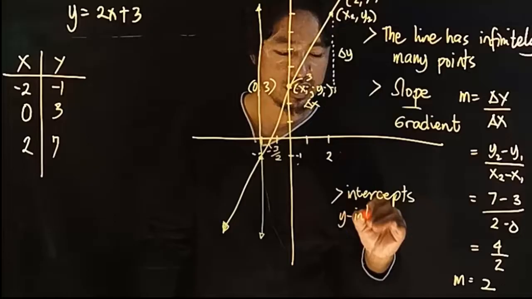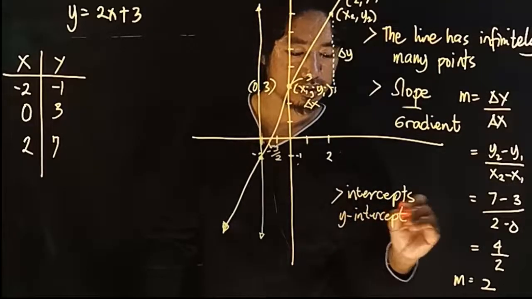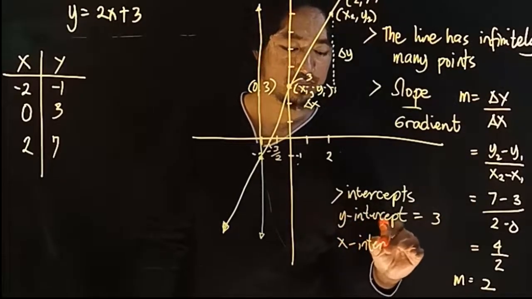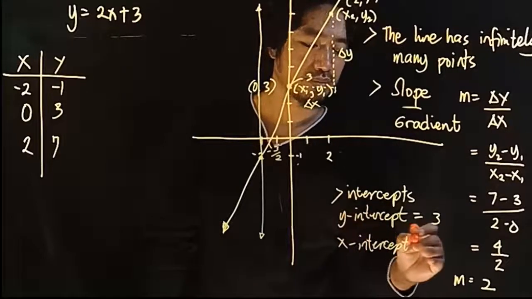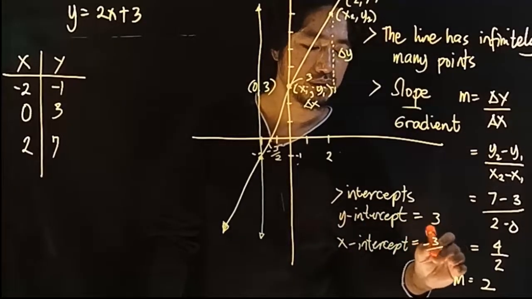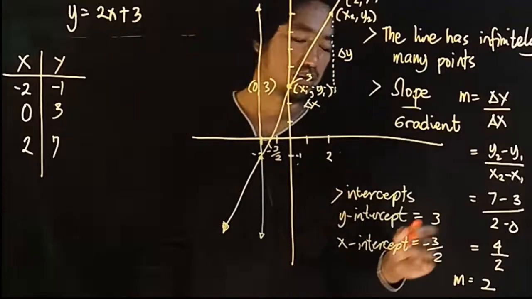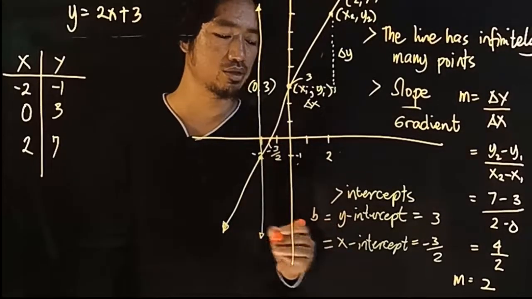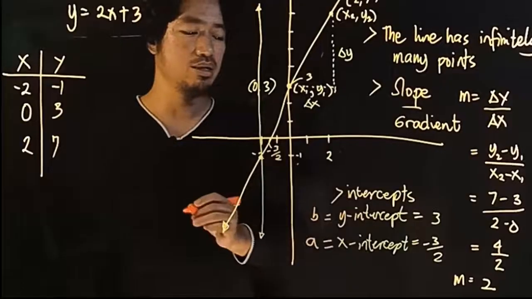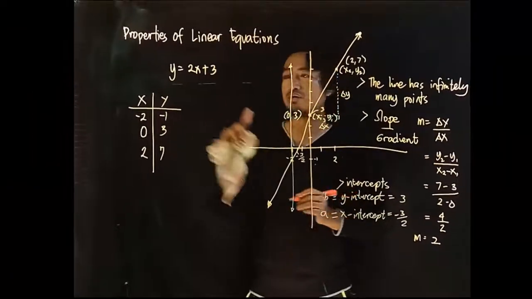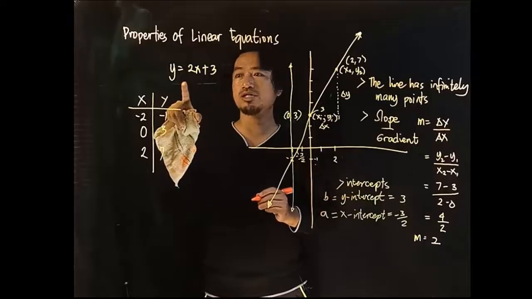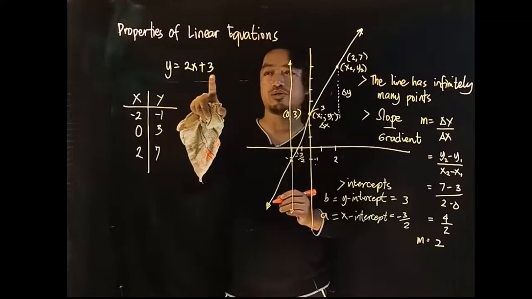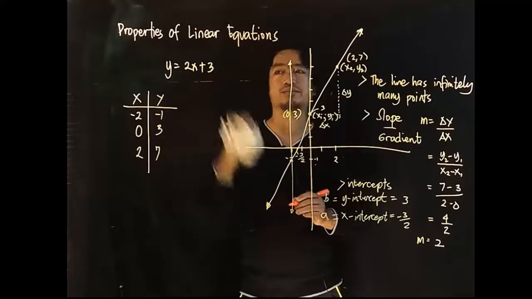So therefore, the y-intercept of this line is equal to 3, and the x-intercept is equal to -3/2. We can refer to this as b later on, and this x-coordinate as a. So again, referring to our original linear equation, we have this parameter 3, which is the y-intercept of the line.